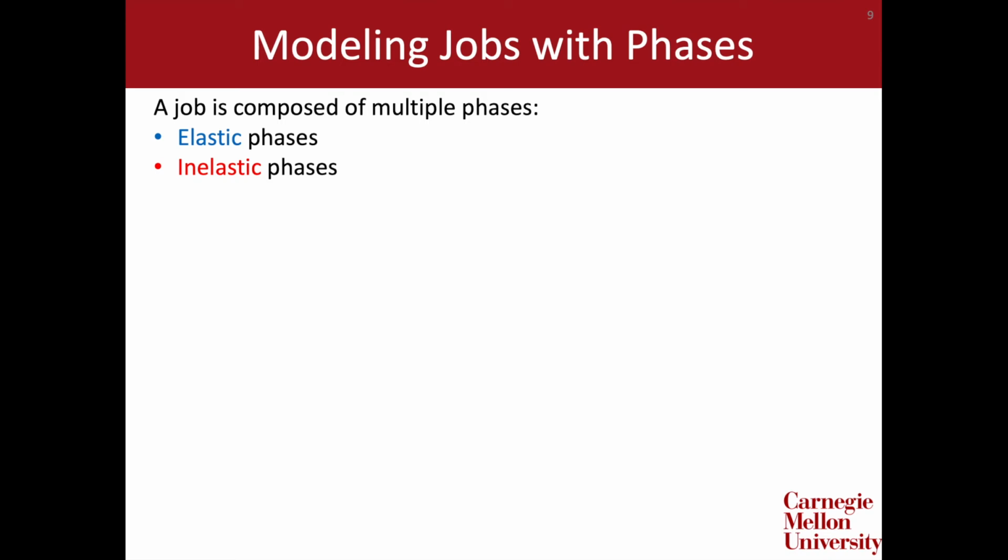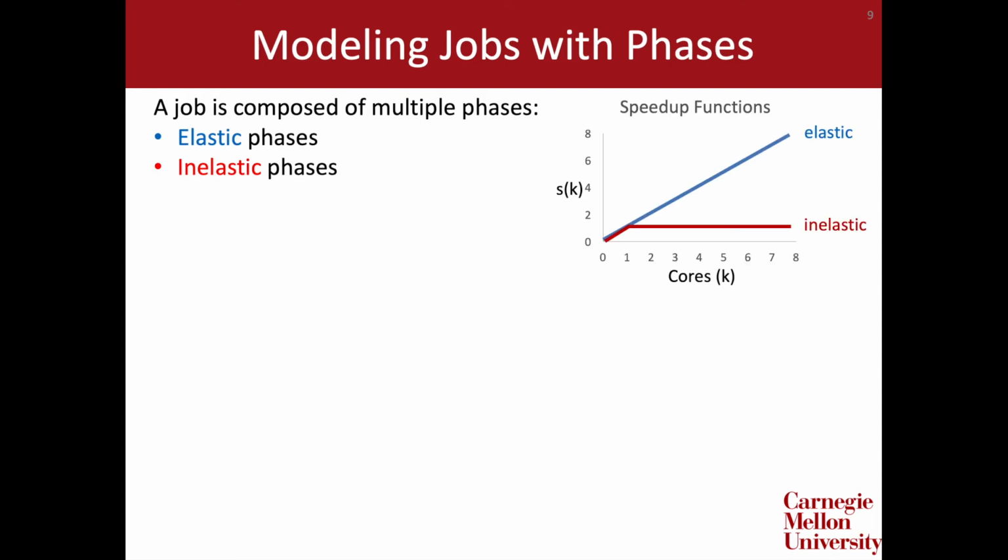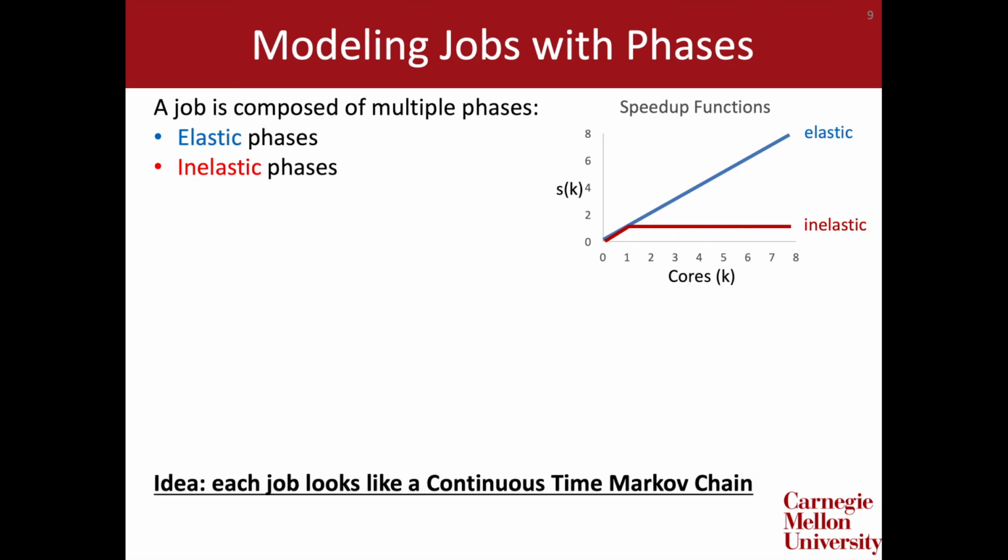A phase here will have an associated phase size and speedup function, just like a job did in the speedup function model. In particular, we'll assume that elastic phases are perfectly parallelizable and follow this blue speedup function, while inelastic phases are completely sequential and follow this red speedup function. To model the phase structure of each job, we can think of a job as looking something like a continuous time Markov chain. There's an E state that denotes that the job is in an elastic phase, and an I state that denotes that the job is in an inelastic phase.